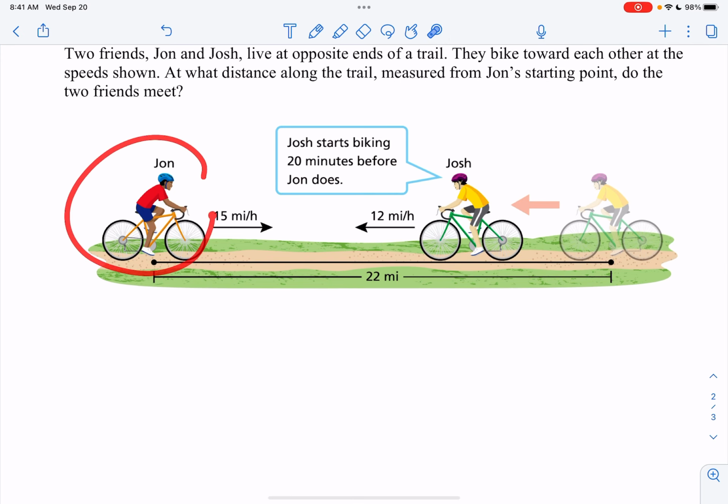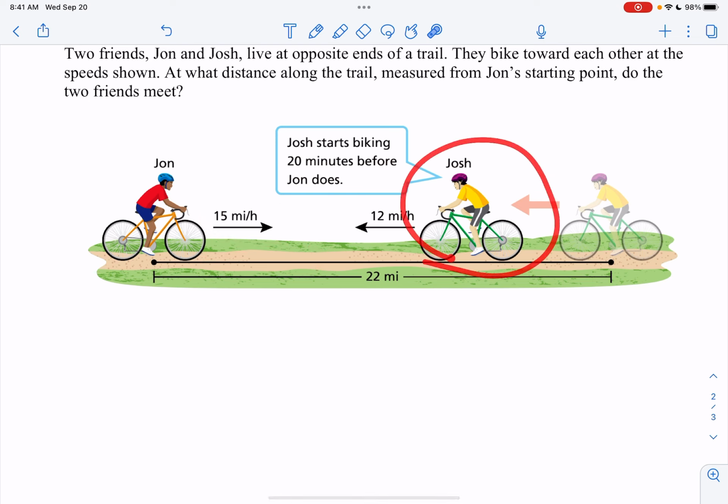We have John on this bike over here. It says he's traveling at 15 miles per hour. And again, he's going this way towards Josh. Here, Josh is traveling at 12 miles an hour. He goes slower, but Josh starts biking 20 minutes before John does. So at the point in which they meet, they're going to meet at some point here in the middle.